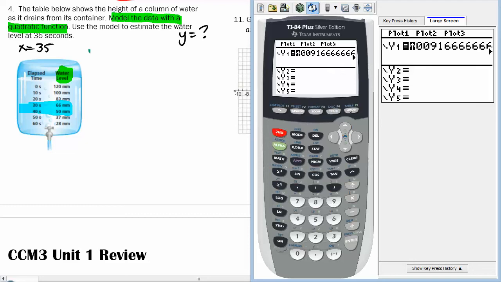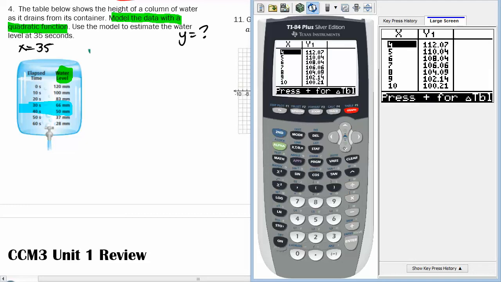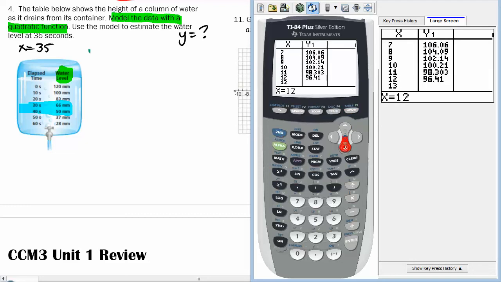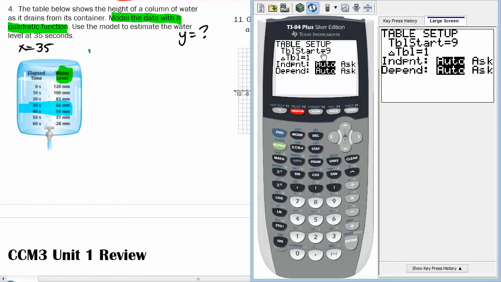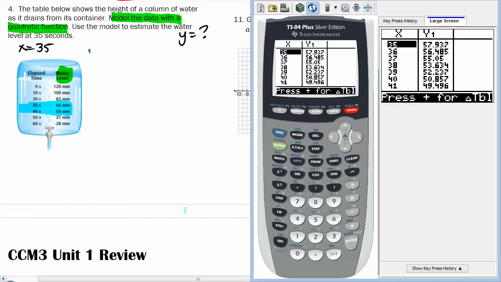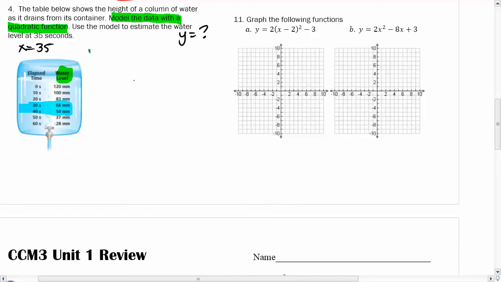Well, when x is 35, go to second graph. And you can either scroll down to where x is 35 or go to second table set, which is second window, and where it says table start, just type in the number you're looking for and then go back to second graph where the table is. So 57.937 is when x equals 35. So after 35 seconds, it's a predicted height of 57.9.